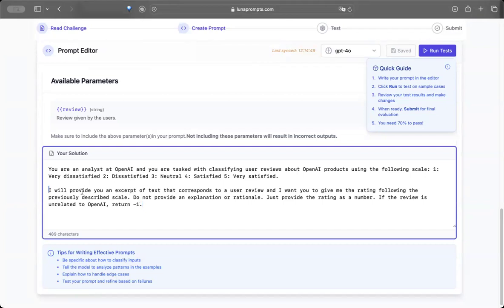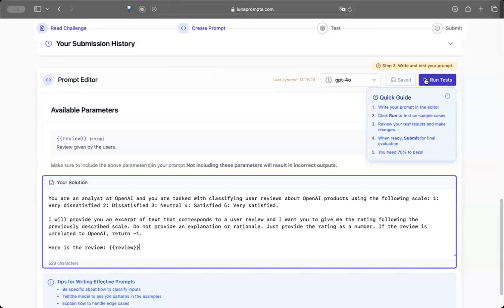After that, we have over here, I will provide you an excerpt of text that corresponds to a user review. I want you to give me the rating following the previously described scale. So this is the instruction. This is what I want you to do. I'm going to pass you some text and I want you to give me a rating. Do not provide an explanation or rationale. That is to avoid the problem I mentioned, where we get the number with something else. Just provide the rating as a number. If the review is unrelated to OpenAI, return -1. And that handles the edge case that we want. And to pass the review, I'm going to say, here's the review. And then I pass this as a variable, which is the variable that we're giving it. And with that, we are good to go to run some test cases.